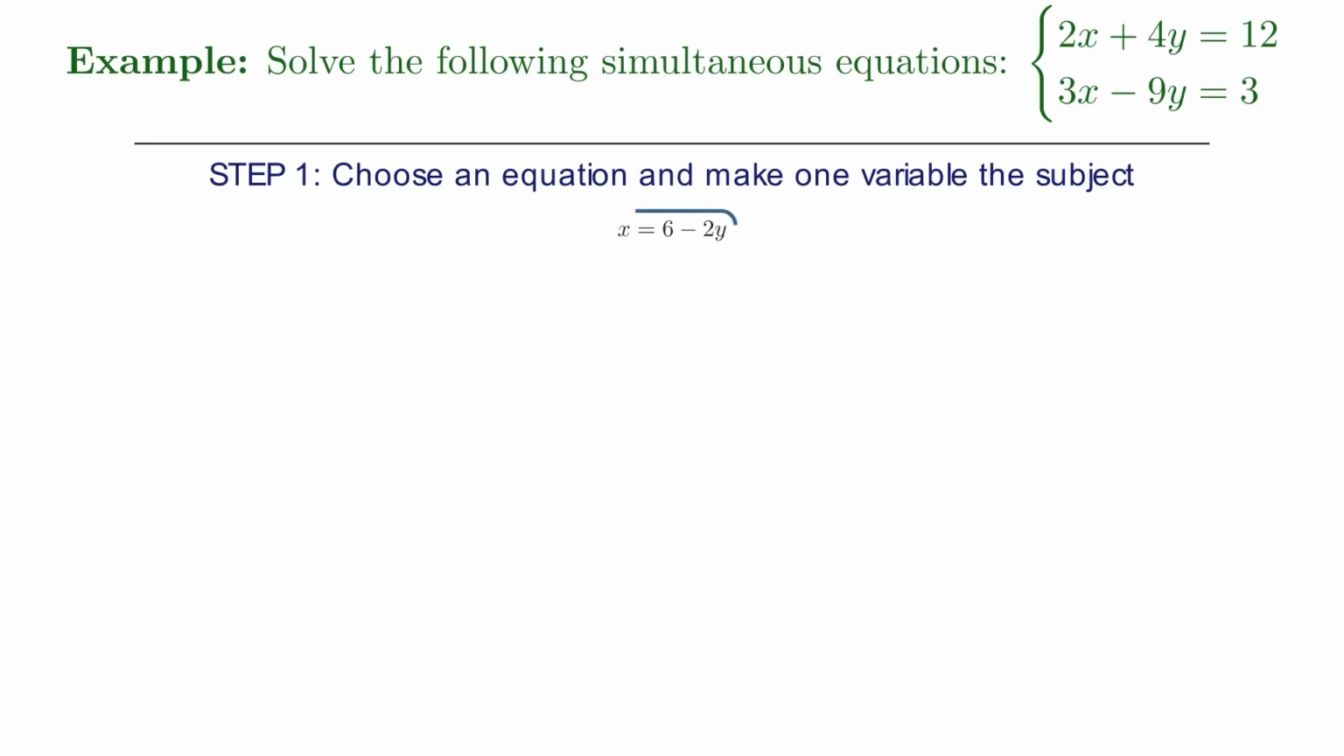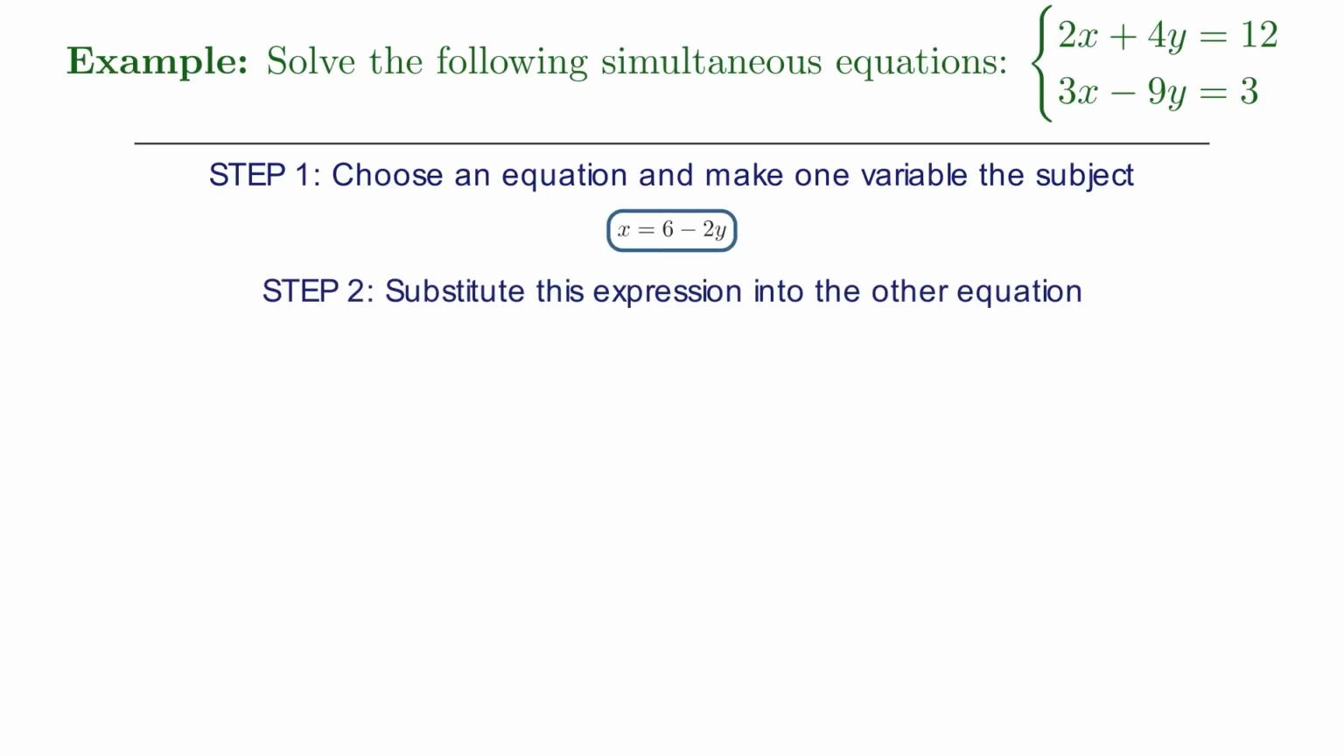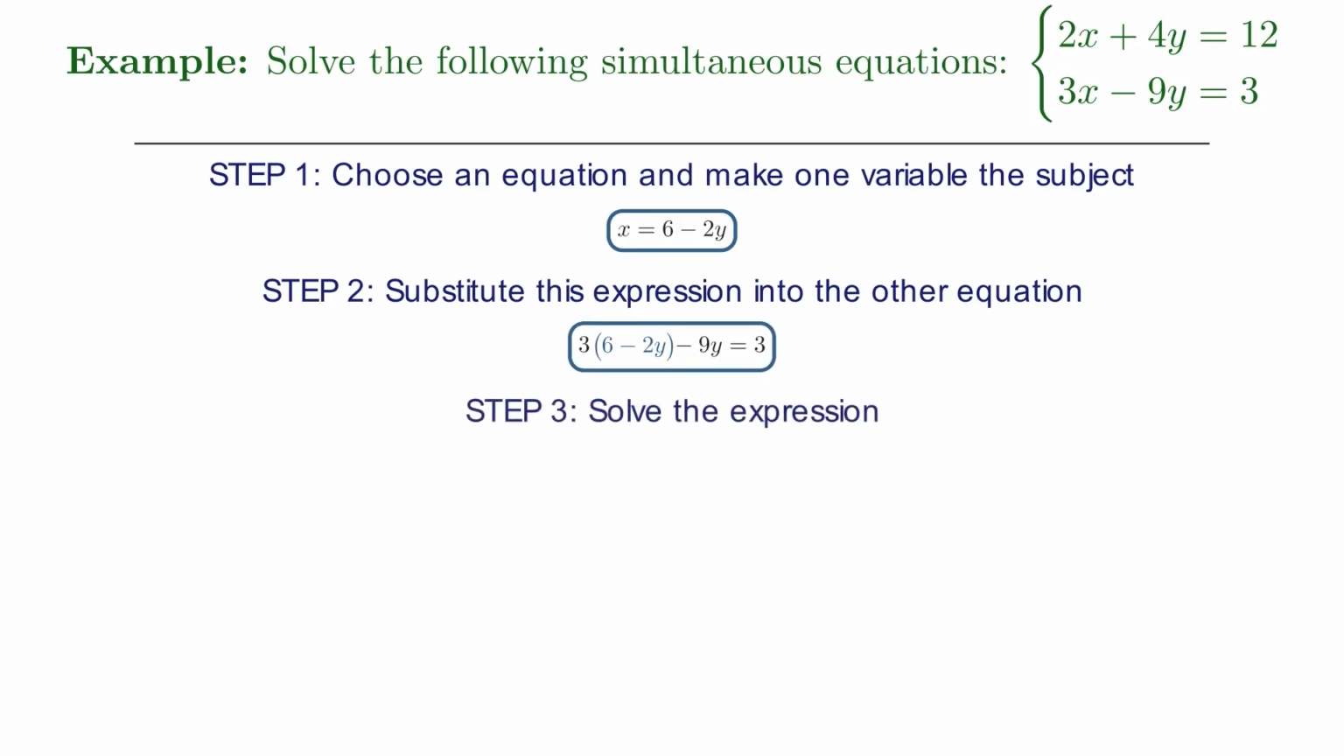The next step is to substitute this expression into the other equation. So since I rearranged the first equation, I need to substitute this into the equation 3x minus 9y equals 3. So I take the x and I just replace it with 6 minus 2y, putting this in brackets. And from here I need to solve this expression to find y.